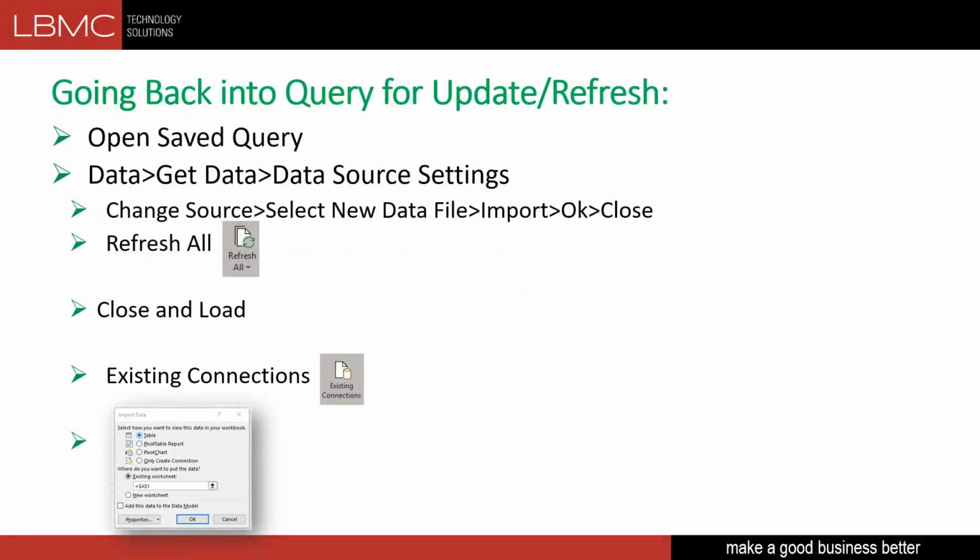Like when I go back into my query, I want to know month over month, what do I need to do? So again, these are the steps. You open up your saved query, data, get data, data source settings, refresh all, close and load. You click on your existing connections, and then that way you can populate that to the table, okay?